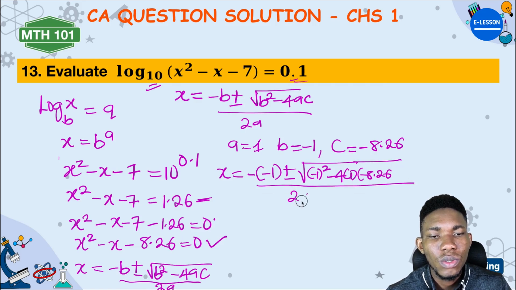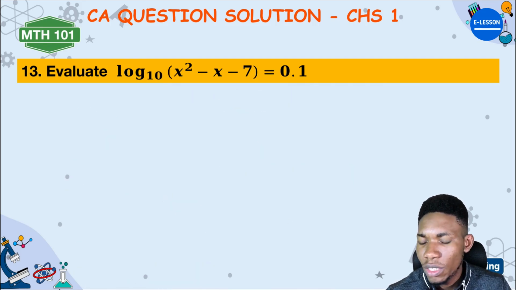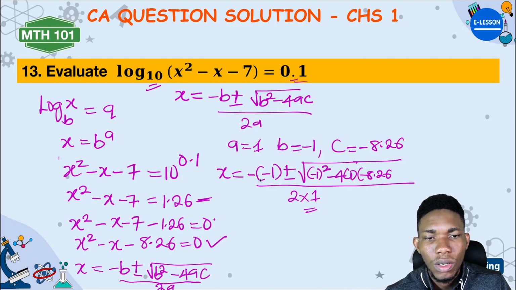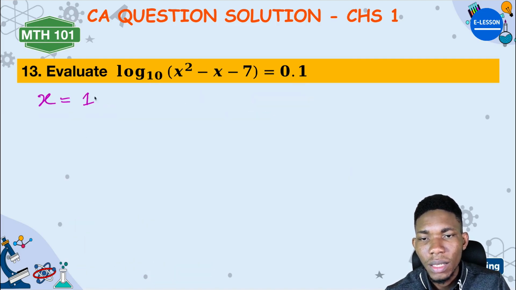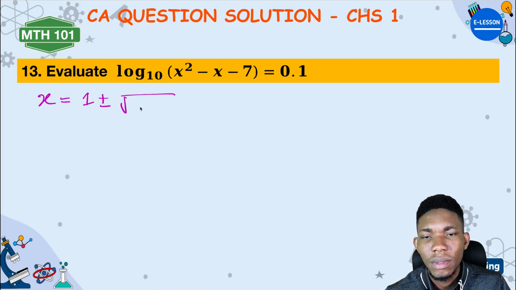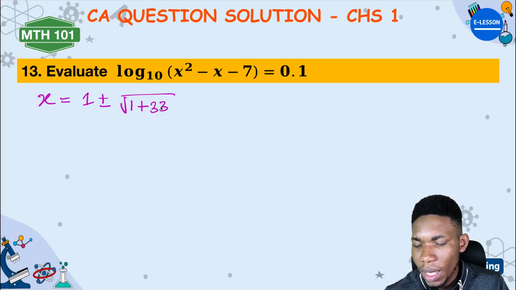Everything all over 2 times 1, because a is 1. Now, my dear student, when you simplify this, your x is going to give us 1, because minus times minus is 1, plus minus the square root of 1 squared, minus times minus is positive rather, so we have 1 plus, when you multiply what you have there, you're going to give us 33.04, all divided by 2 times 1 is what?